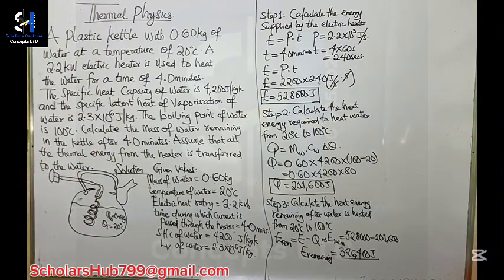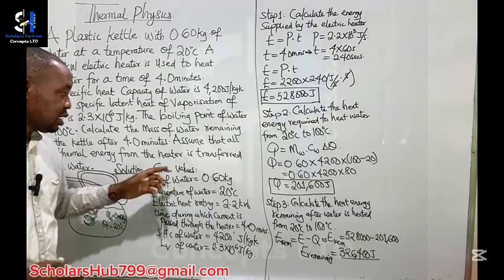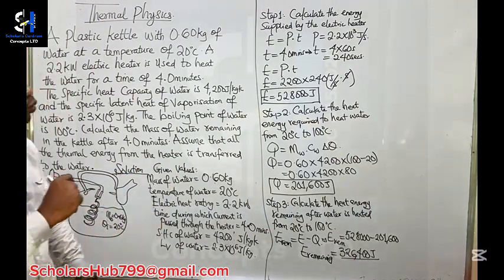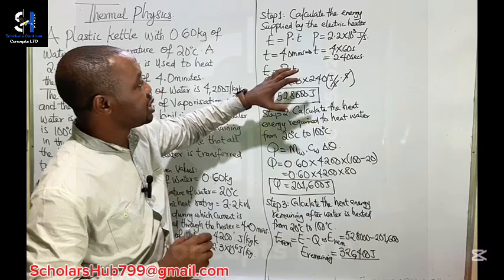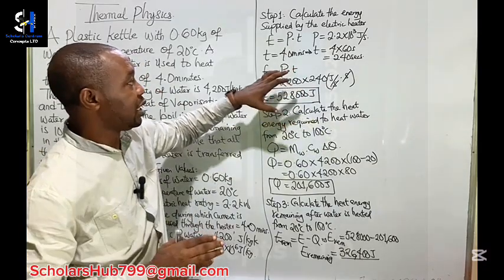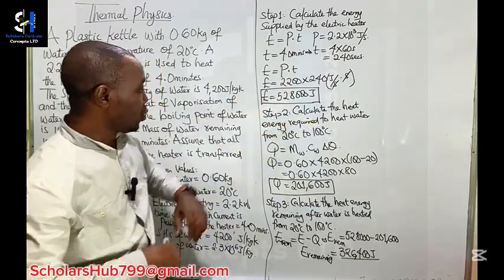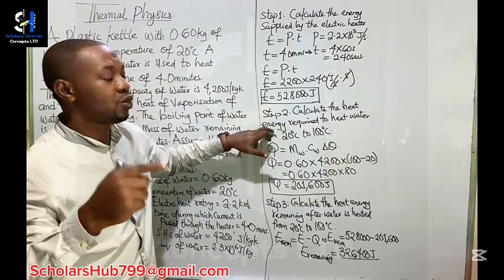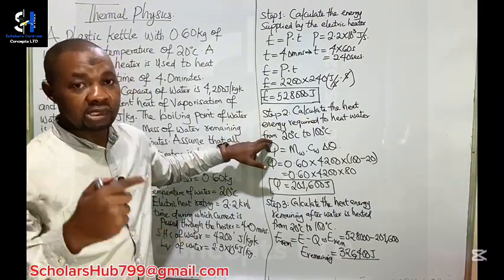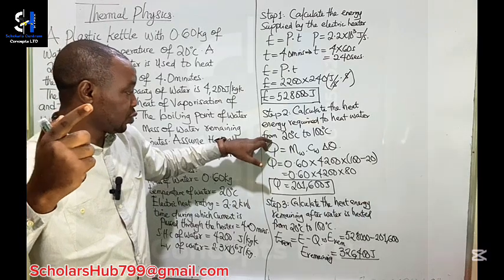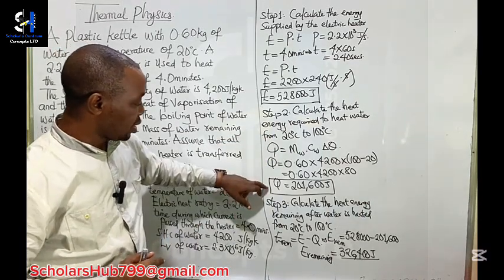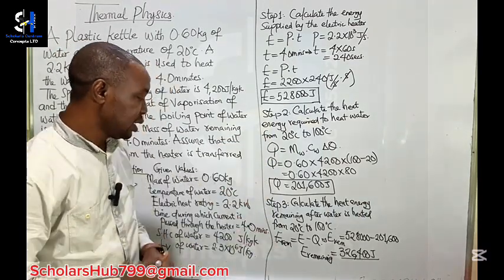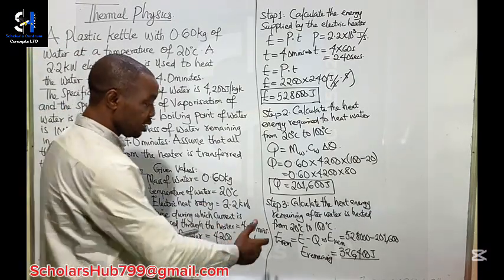Because we want to calculate the mass of water remaining in the kettle after 4.0 minutes, and we are to assume that all the thermal energy from the heater is transferred to the water. So we just calculated the heat energy supplied by the electric heater to the water, and then the heat energy required to heat water from 20 degrees Celsius to 100 degrees Celsius. Then we calculated the energy remaining. So this is the energy remaining.